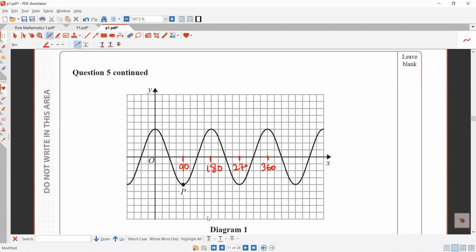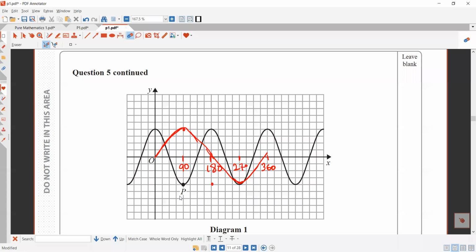So they told us to draw this sine graph. The sine graph will go from here. This is the maximum point, and this is the minimum point. It will touch here, then at 270 it will touch here as well. 90, 180, 270, 360. Everyone understood this graph? Sine graph?